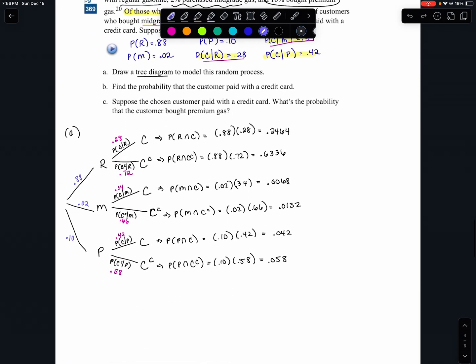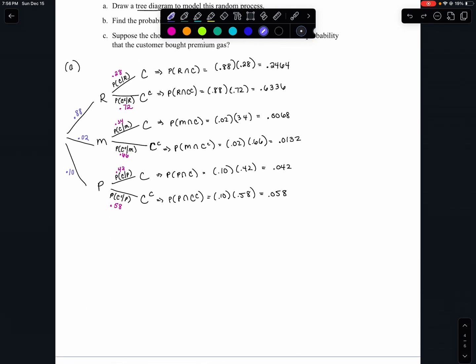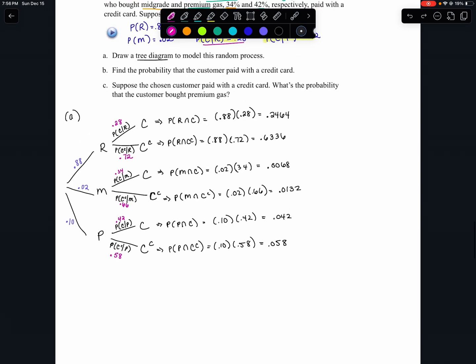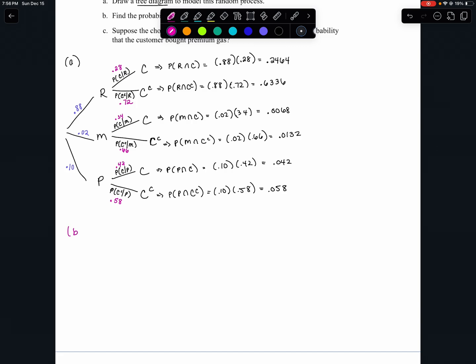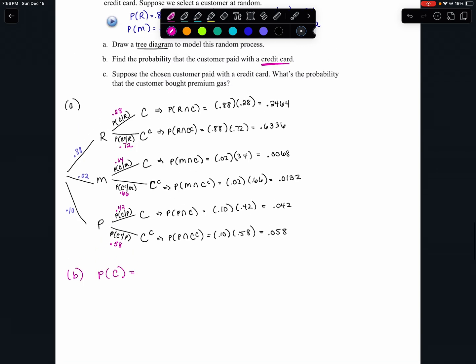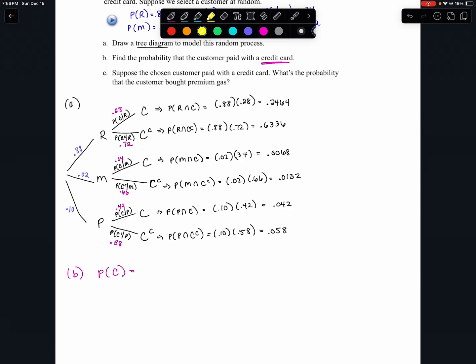All right, back to what we have over here. So that's A. Part B now wants us to find the probability that a customer paid with a credit card. All right, so it's breaking this down for us. We just want to know what the credit card people are. So part B, if you're paying with a credit card, the probability that you paid with a credit card, there's 3 different avenues. Here's a credit card here, so they could have gotten regular and paid with a credit card.